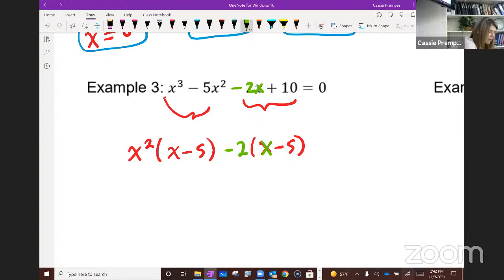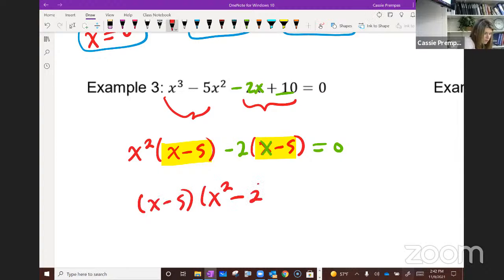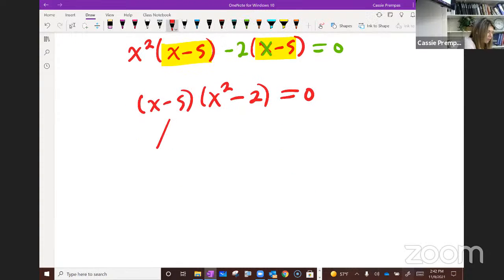Here's your built-in check step. What's negative 2 times negative 5? 10, so we got it right. And now, what's the GCF that I can take out? x minus 5. Good, and then I group x squared minus 2 and set that equal to 0. And now I set each factor equal to 0 and solve.